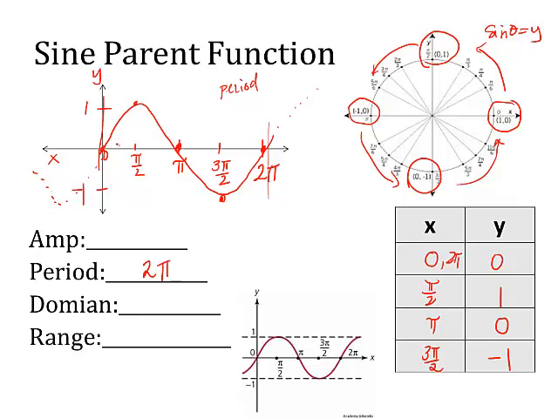The amplitude is the height from the midline. Okay, the midline in this case is my x-axis. And how far away did it get? Well, I got it 1 unit away up, 1 unit away down. So my amplitude is 1.